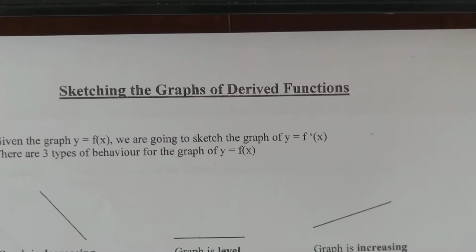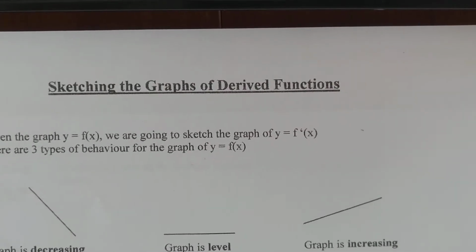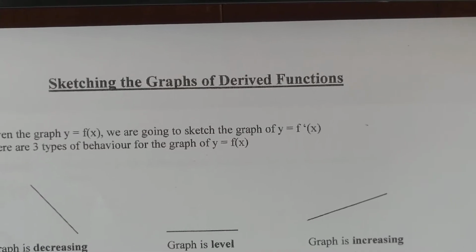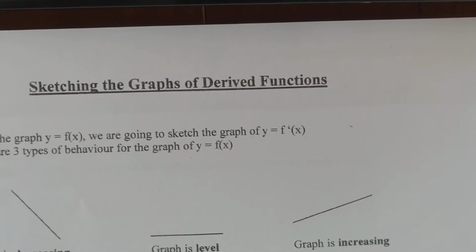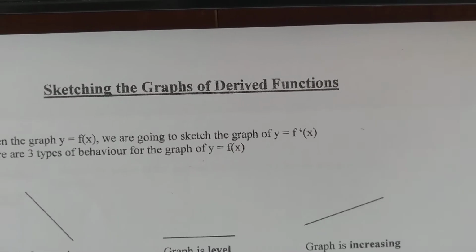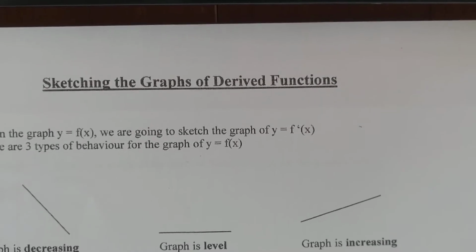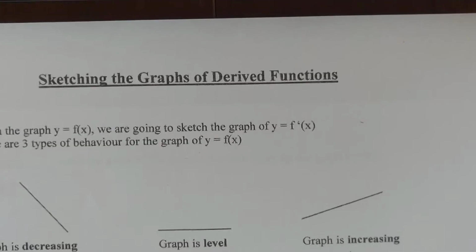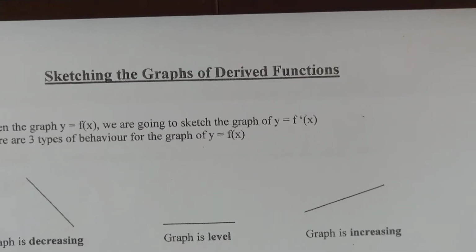Differentiation, lesson 9, is all about how we sketch the graph of a derived function. We've already known how to sketch graphs of functions, y equals 3x squared plus 2x plus 7, or if we say f of x equals, we still can plot those points, x coordinates and y coordinates. But what if we're given a graph and we say, what's the graph of the derivative of that? Here's how it works. Normally, it's fairly straightforward, 2 or 3 marks in the exam.